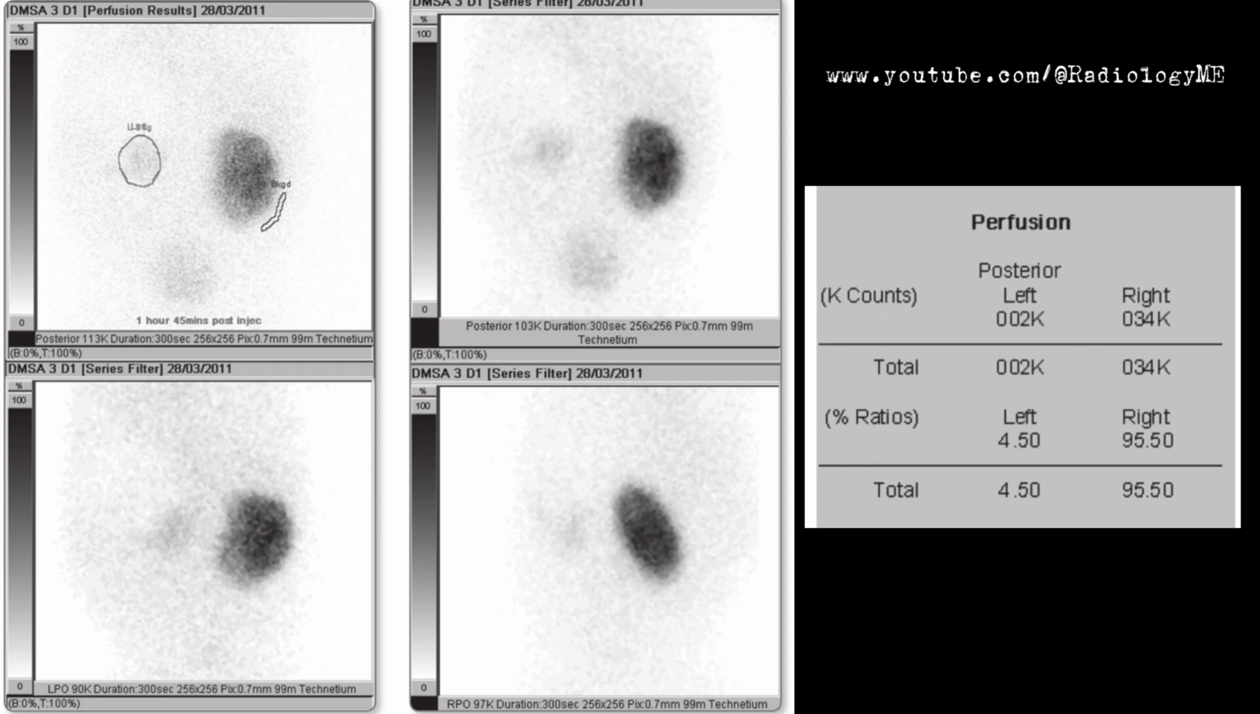All right, so let's dive into this case. Here, we're dealing with selected images from a renal dimercaptosuccinic acid DMSA scan. Straight away, I notice a marked discrepancy in the tracer uptake between the two kidneys, with significantly increased tracer uptake on the right side compared to the left. This is very evident when we look at the differential renal function. It's 95.5% for the right kidney and only 4.5% for the left, which is quite a dramatic difference.